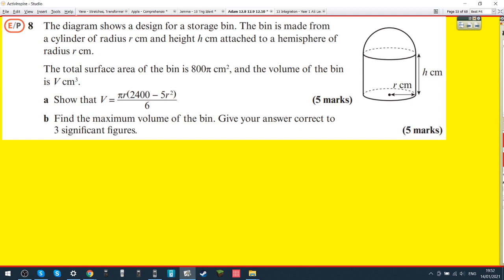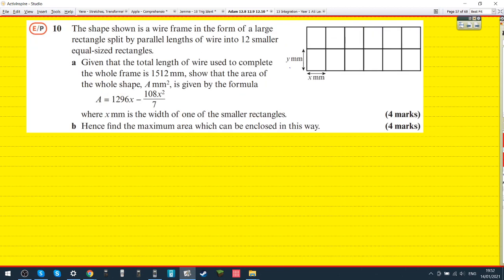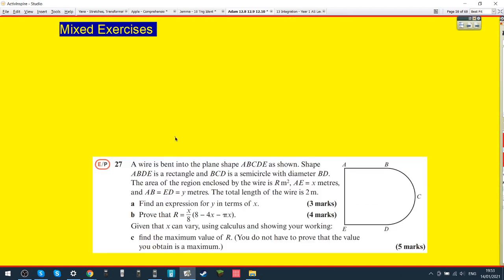Same idea. This one is just more complicated, but same stuff. What two equations will you get for this one? Or what two types? Area and surface area. Those are the same thing essentially. They're both area. Oh, perimeter and area. Correct. Perimeter and area because it's 2D. And it will be the same idea. Sub one into the other, and then you can differentiate. Find the maximum area, same stuff.